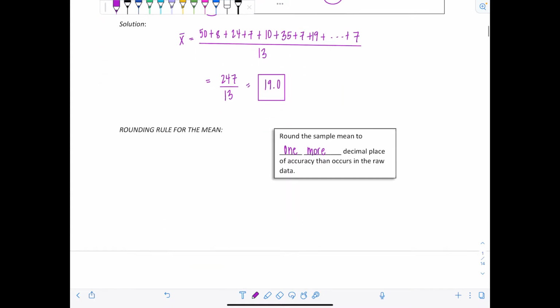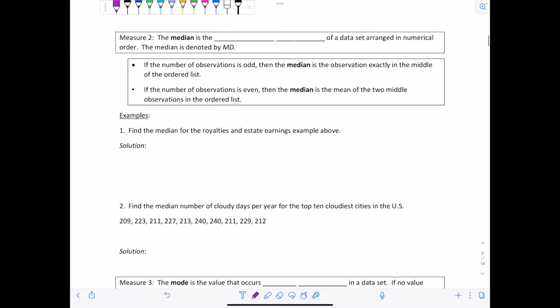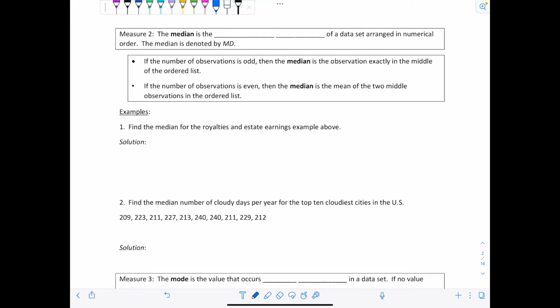Now let's look at another one. This is called the median. All right, so the next measure of center that we're going to look at is the median. The median is the halfway point of a data set when it's arranged in numerical order. So from smallest to largest value. The median is denoted by capital M, capital D. That's the symbol that we use for it, typically.